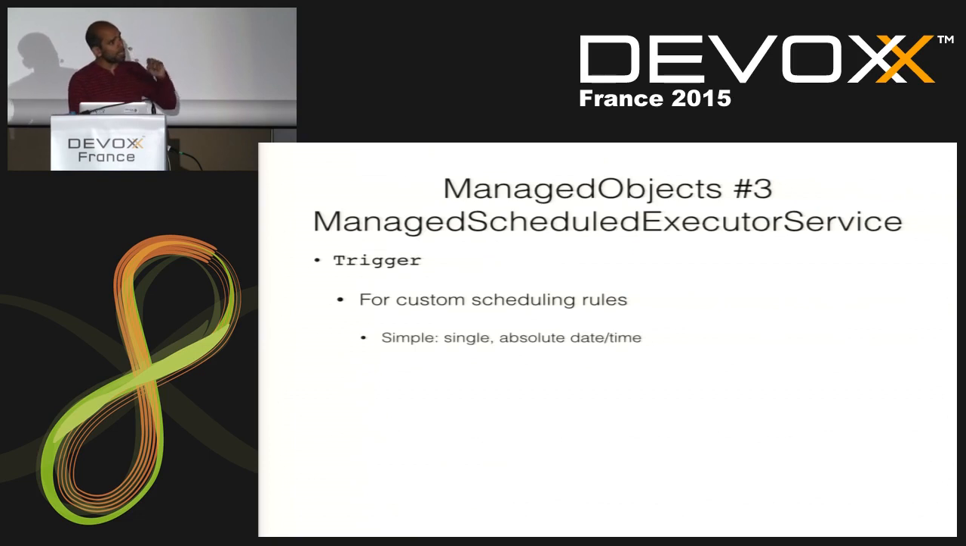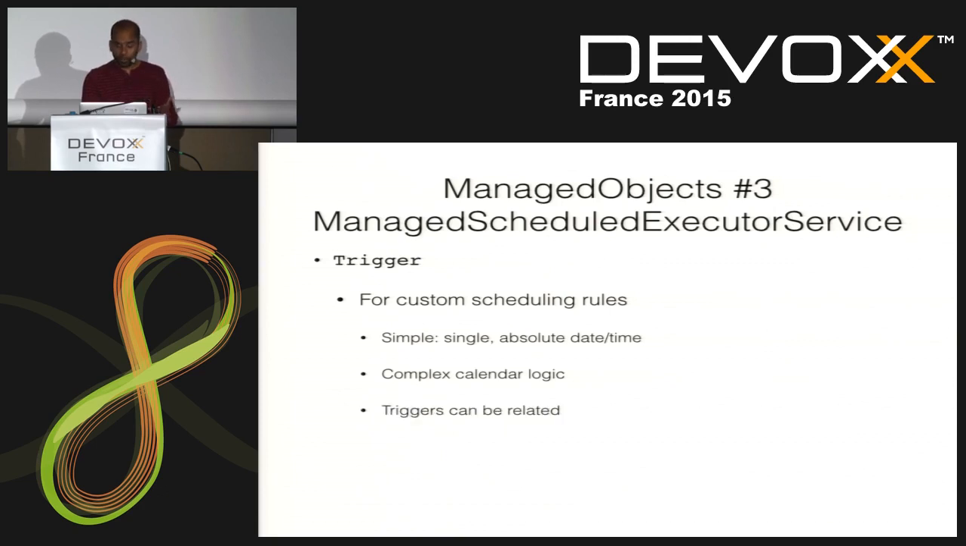There are different formats that you can adopt for a trigger, and you can say a single absolute date time, or either of those formats. Or you can have complex calendar logic, so cron tabs and things like that can be very easily configured. And the triggers can be related: do this trigger, then do this trigger, and that can be specified. And these all have to be implemented in your code.